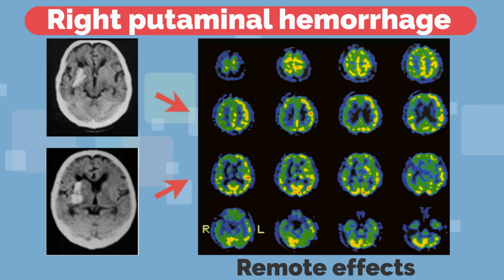Let's take a look at the remote effect in a case of right putamenal hemorrhage. CT shows that the lesion is located from the right basal ganglia to the posterior limb of the right internal capsule. However, the ipsilateral thalamus, ipsilateral cerebral cortex, and contralateral cerebellar hemisphere also show decreased perfusion.